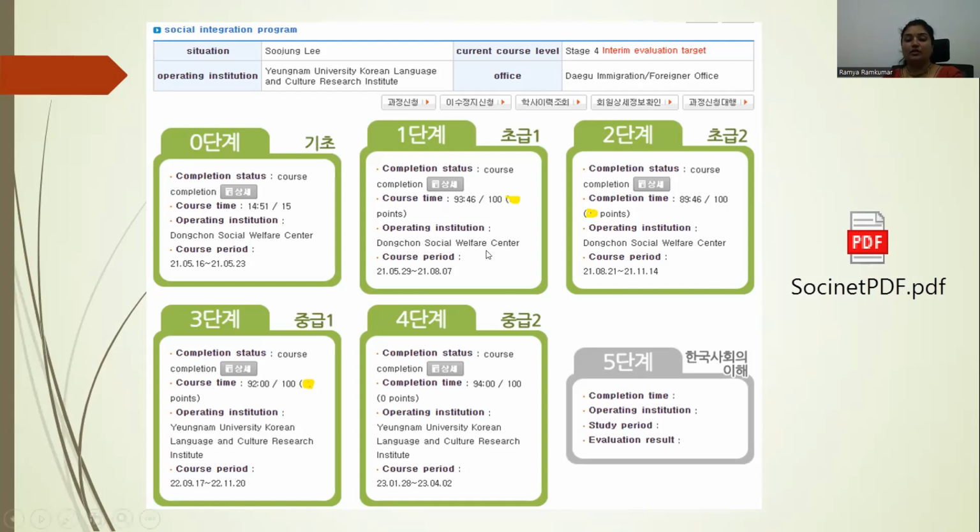Because I took the course in 2021, it was Corona time. So I took all online courses. Offline was not available, I guess. So the immigration very nicely arranged online courses. And I took all the levels until level 2 in Dongcheon Social Welfare Center.